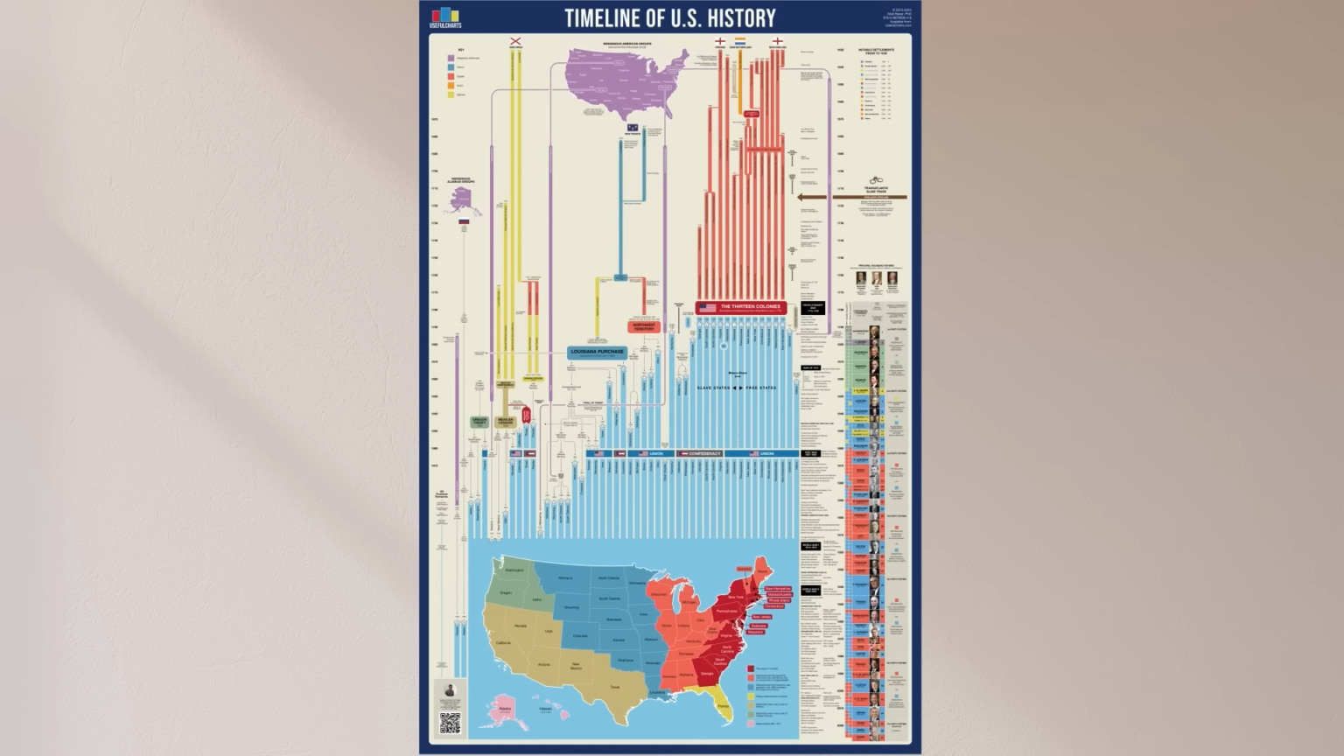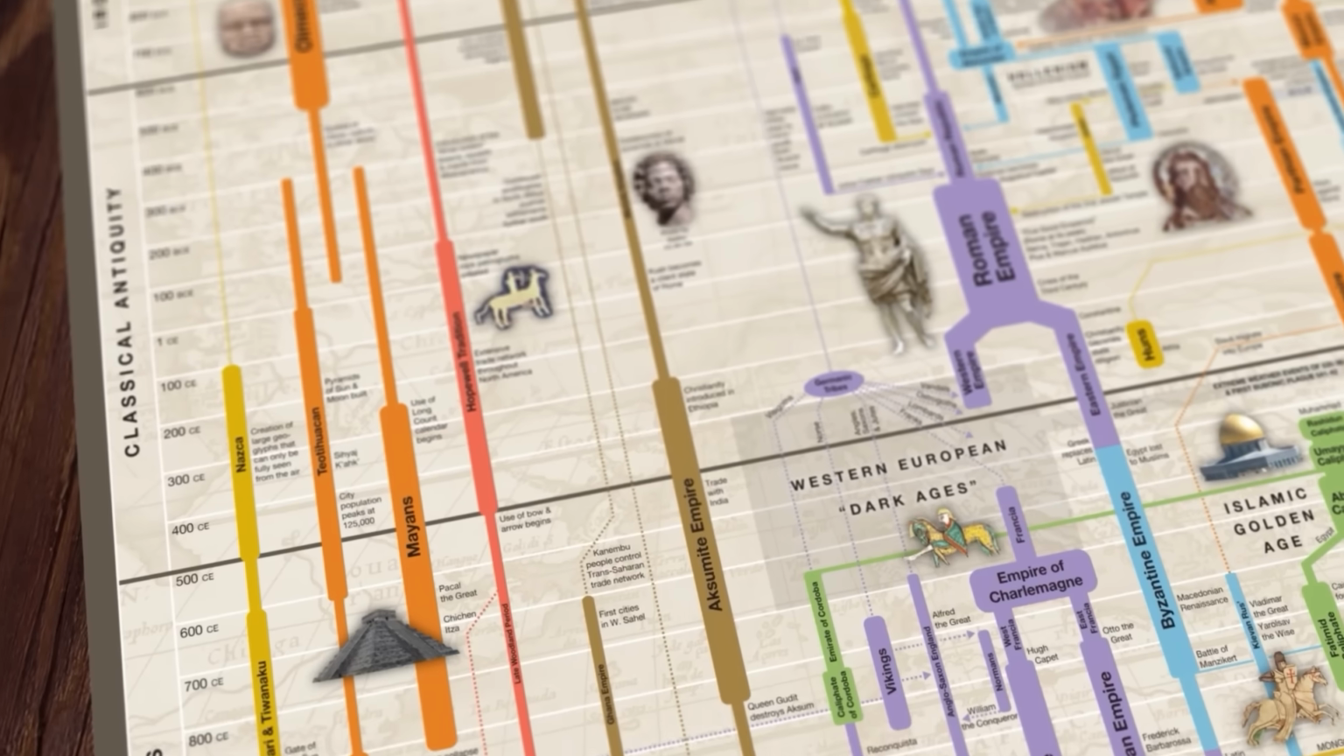So in today's video, I'm going to go through the entire chart in detail and basically cover the entire history of the United States, showing you how its territory changed over time to become what it is today.